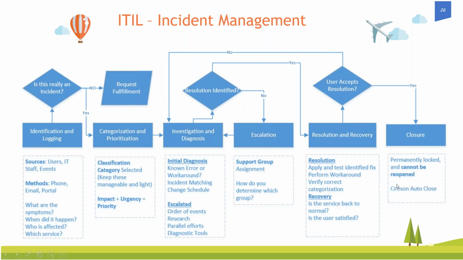So the closure step, pretty simple: permanently locked, cannot be reopened. So if someone calls back 5 months later with a similar issue, my computer's slow again, we treat that as a new case. We don't reopen that old case and now have an incident that looks like it's 5 months old in our environment. The Cyreson Auto Close app is a free community solution that helps to do that closure automatically after a set period of time. So I encourage you to check that out if you haven't seen that before.